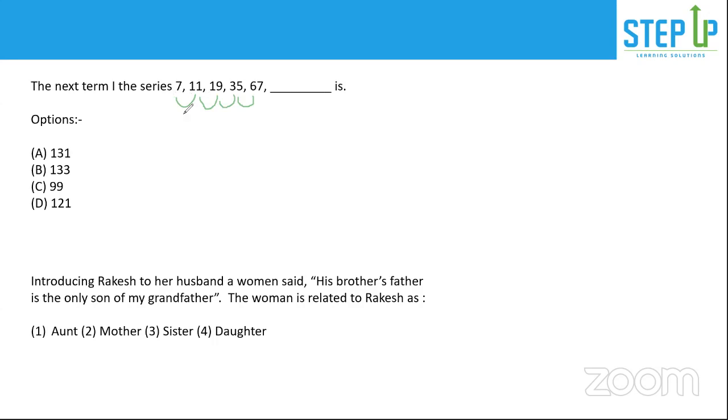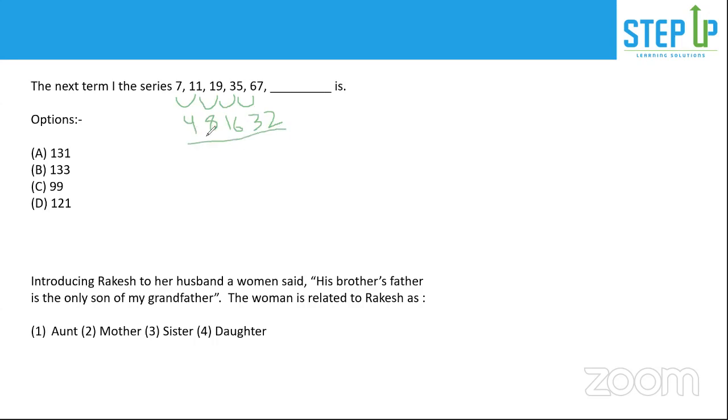So for example, if you actually do 11 minus 7, that would be 4. 19 minus 11 would be 8. 35 minus 19 would be how much? 16. Correct. Similarly, 67 minus 35 would be how much? 32. Correct. So all you can see is that in the subtraction, the differences themselves form a series.